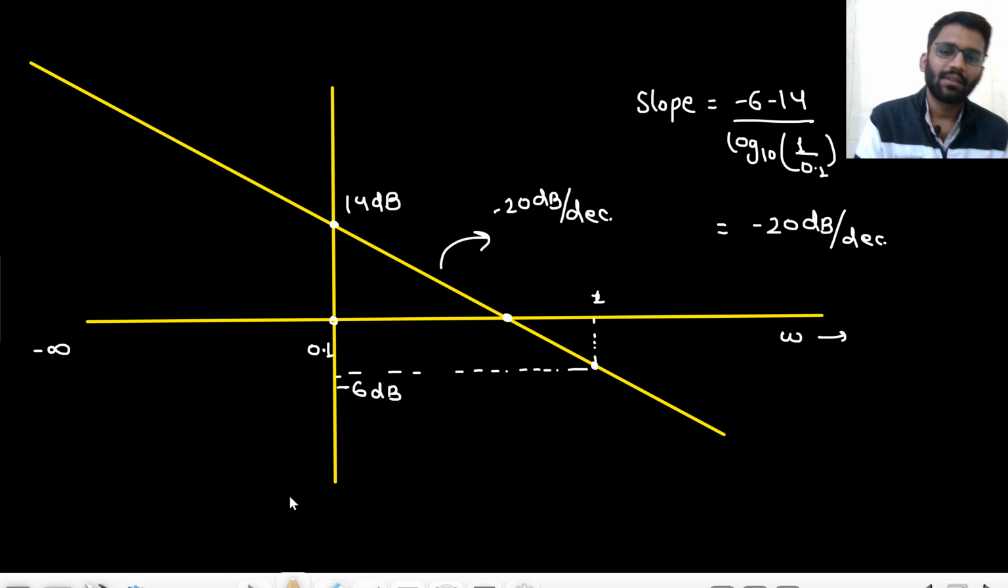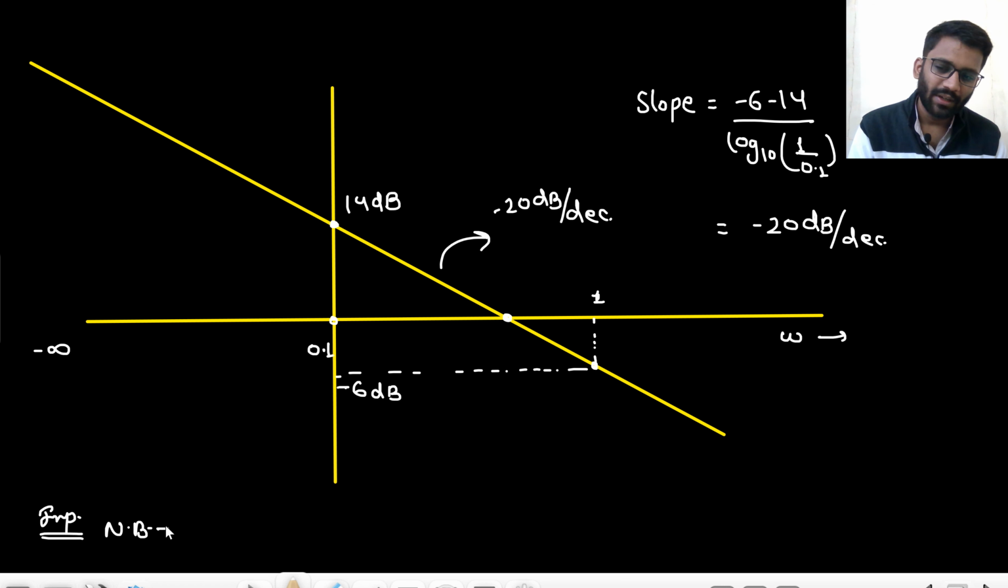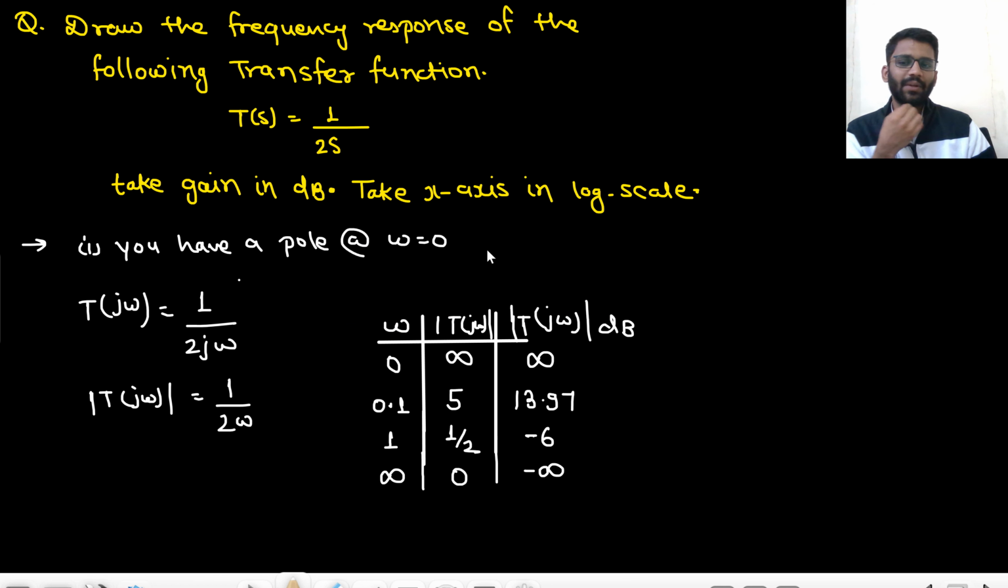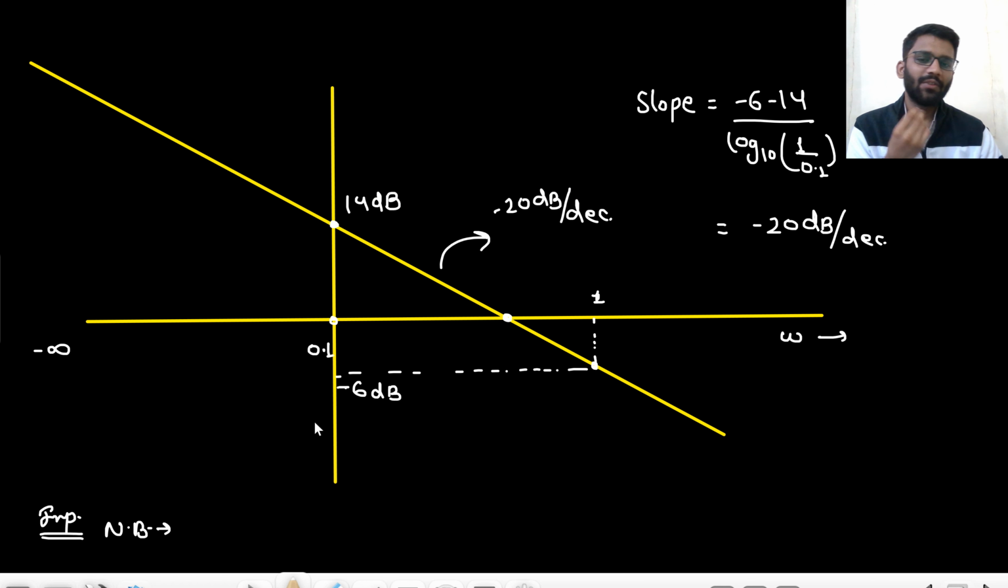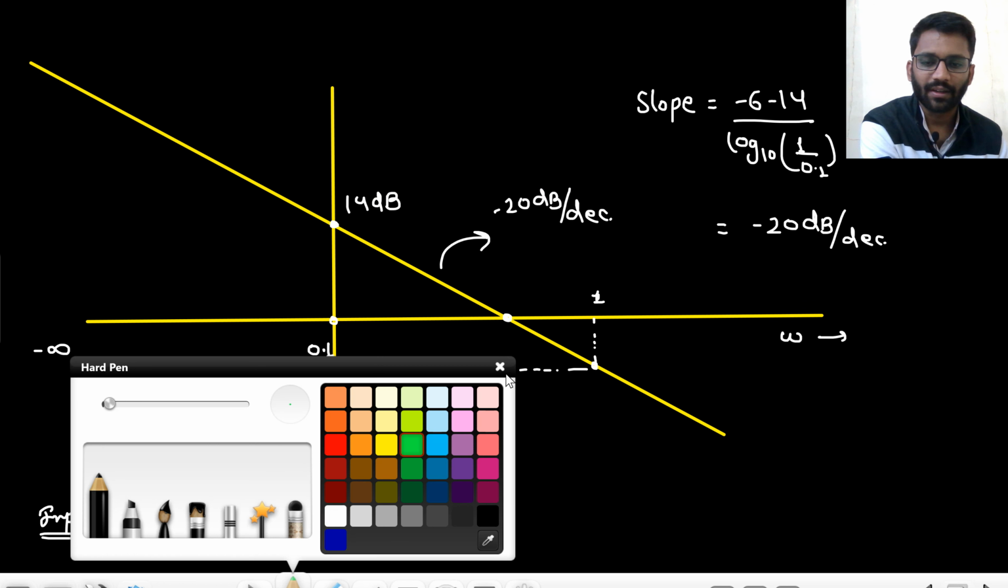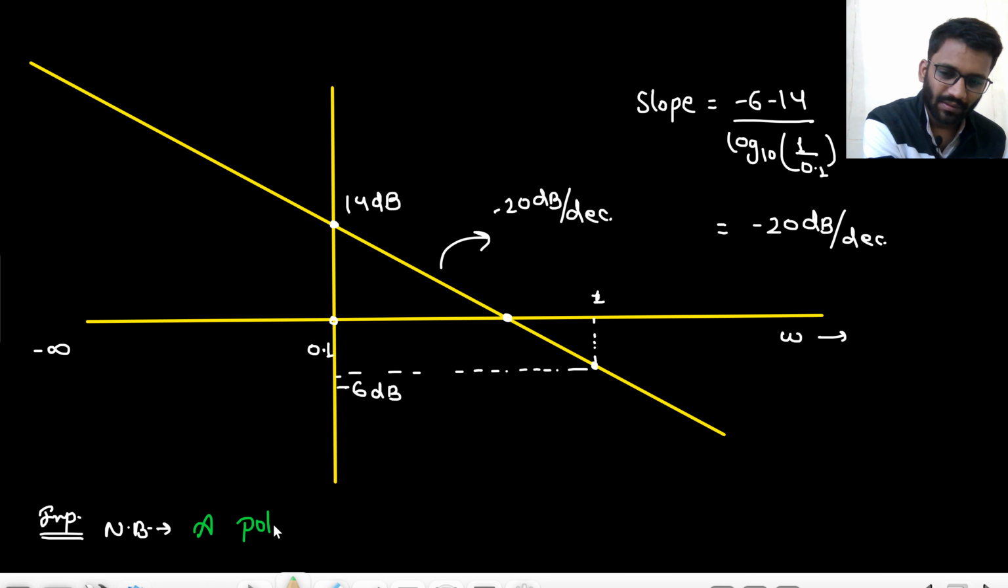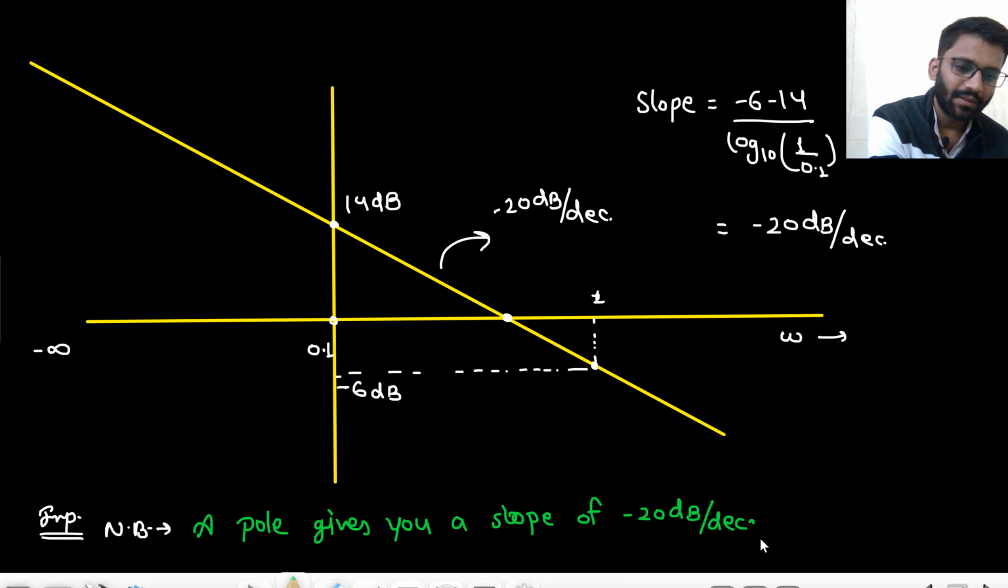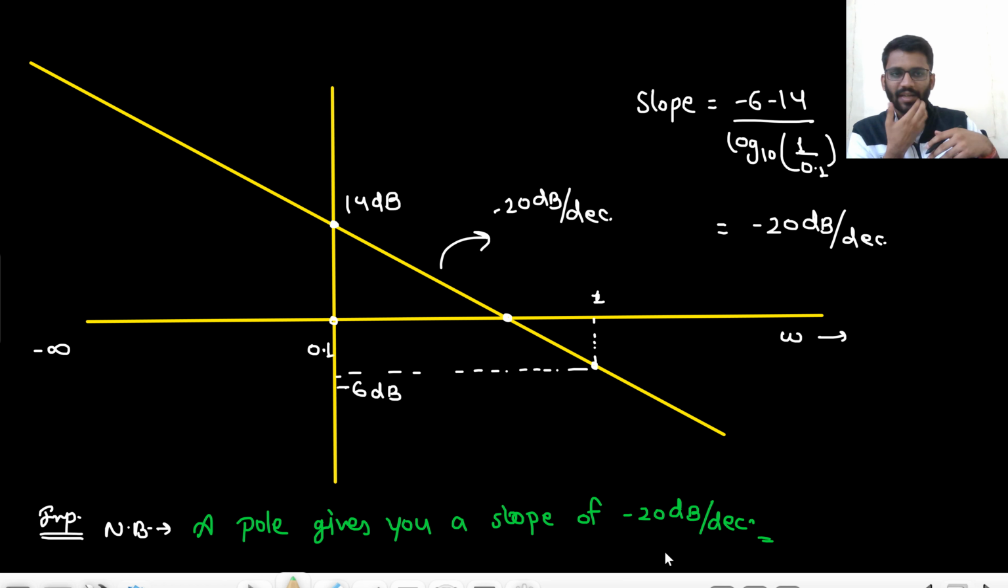One important note: you have a pole at zero. So a pole gives you a slope of minus 20 dB per decade. Okay, what do I mean by dB per decade? That means you are losing 20 dB. The slope is minus 20 dB per decade, that means you are losing 20 dB in a 10x growth of omega.